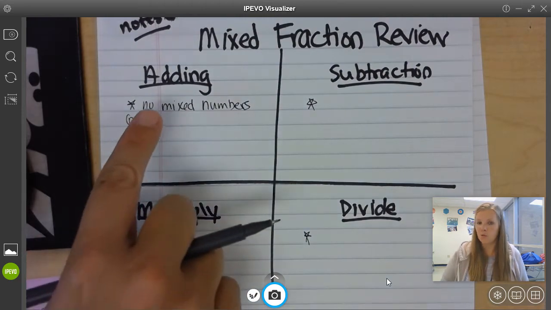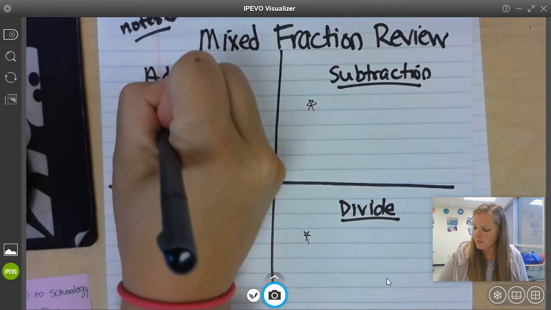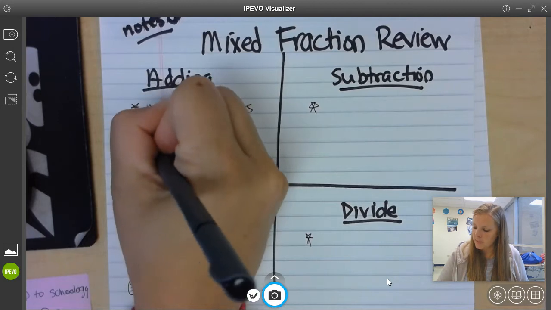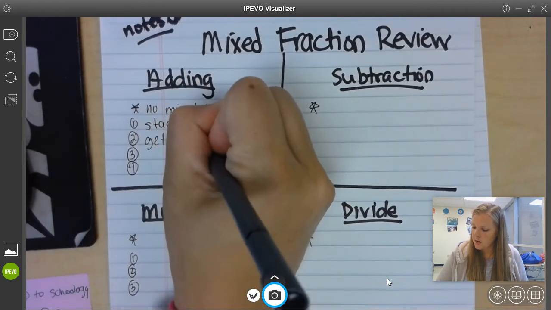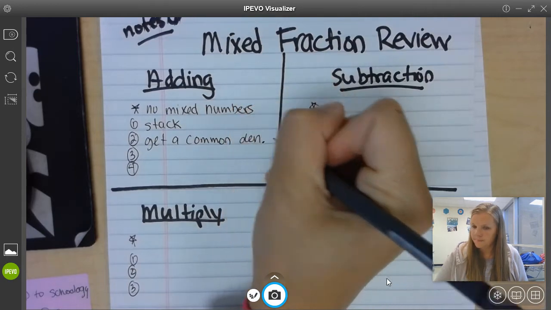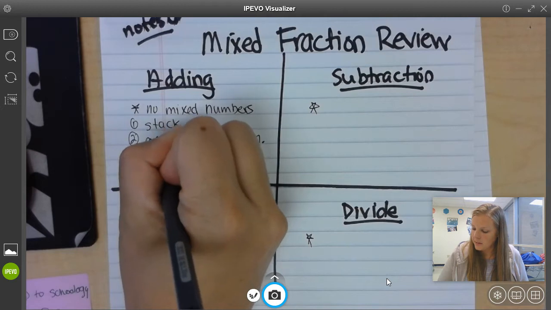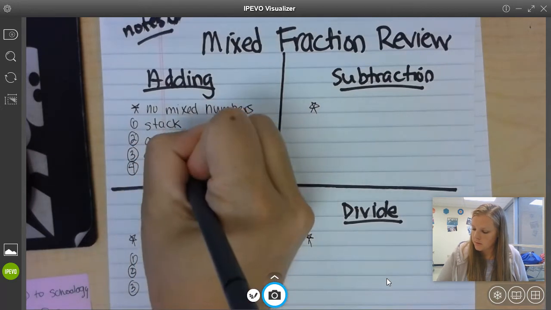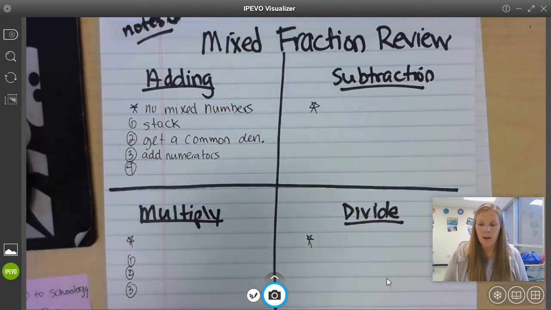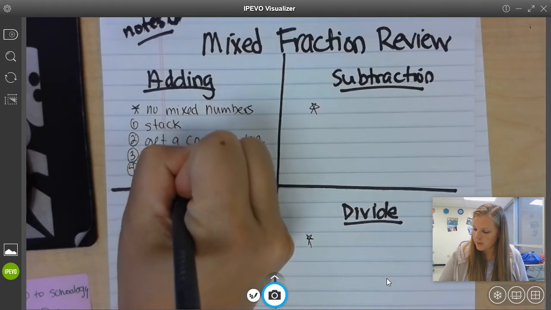Okay, hopefully you wrote down some and you remembered some of the steps on your own. But the first step is to stack the fractions. That's my recommendation. The second step is to get a common denominator. Then you're going to add the numerators. And remember, the denominator stays the same. And then the last step is you're going to simplify.